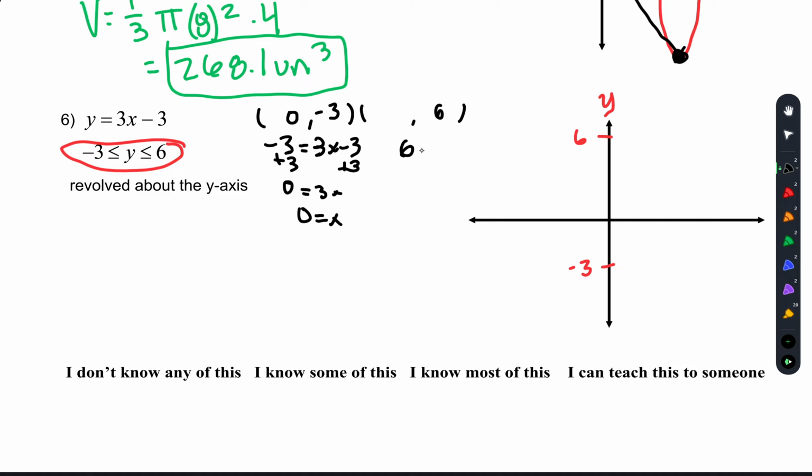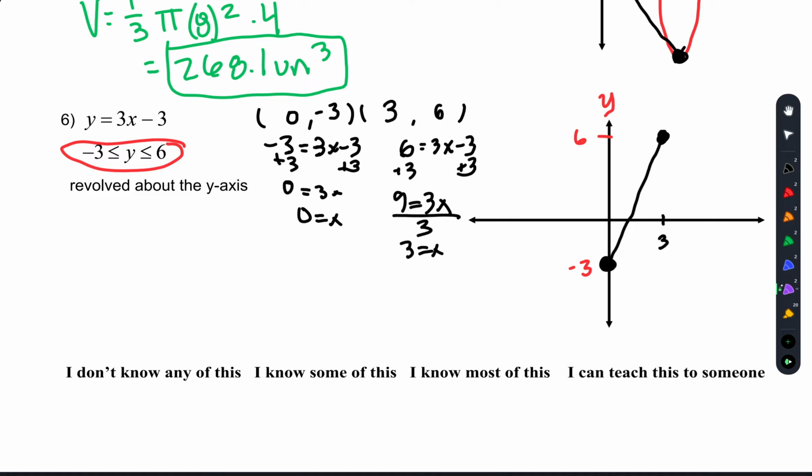And then same thing over here. 6 equals 3x minus 3. Plus 3 on both sides, divide by 3, so x equals 3. So my 2 points are 0, -3, right here, and then 3, 6. Let's put +3 over here. 3, 6 ends up about there.